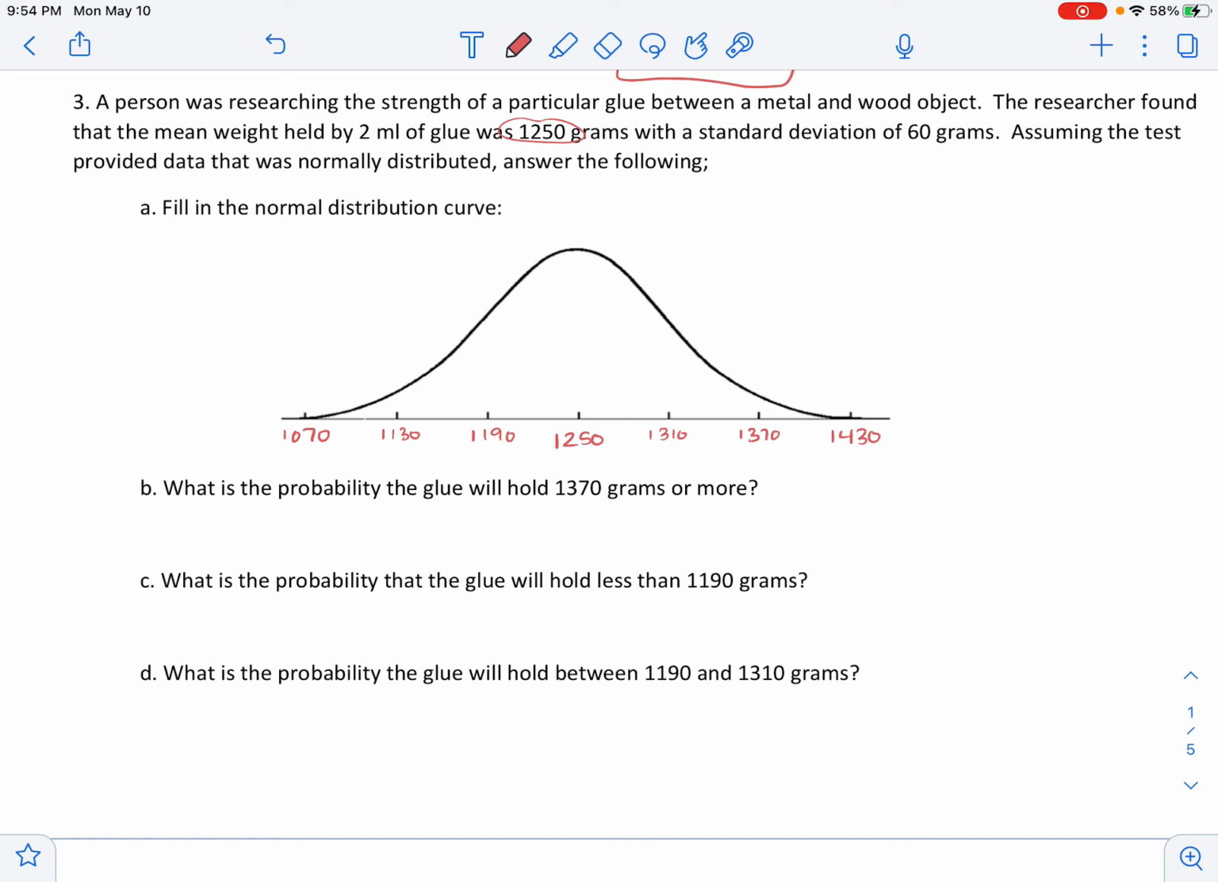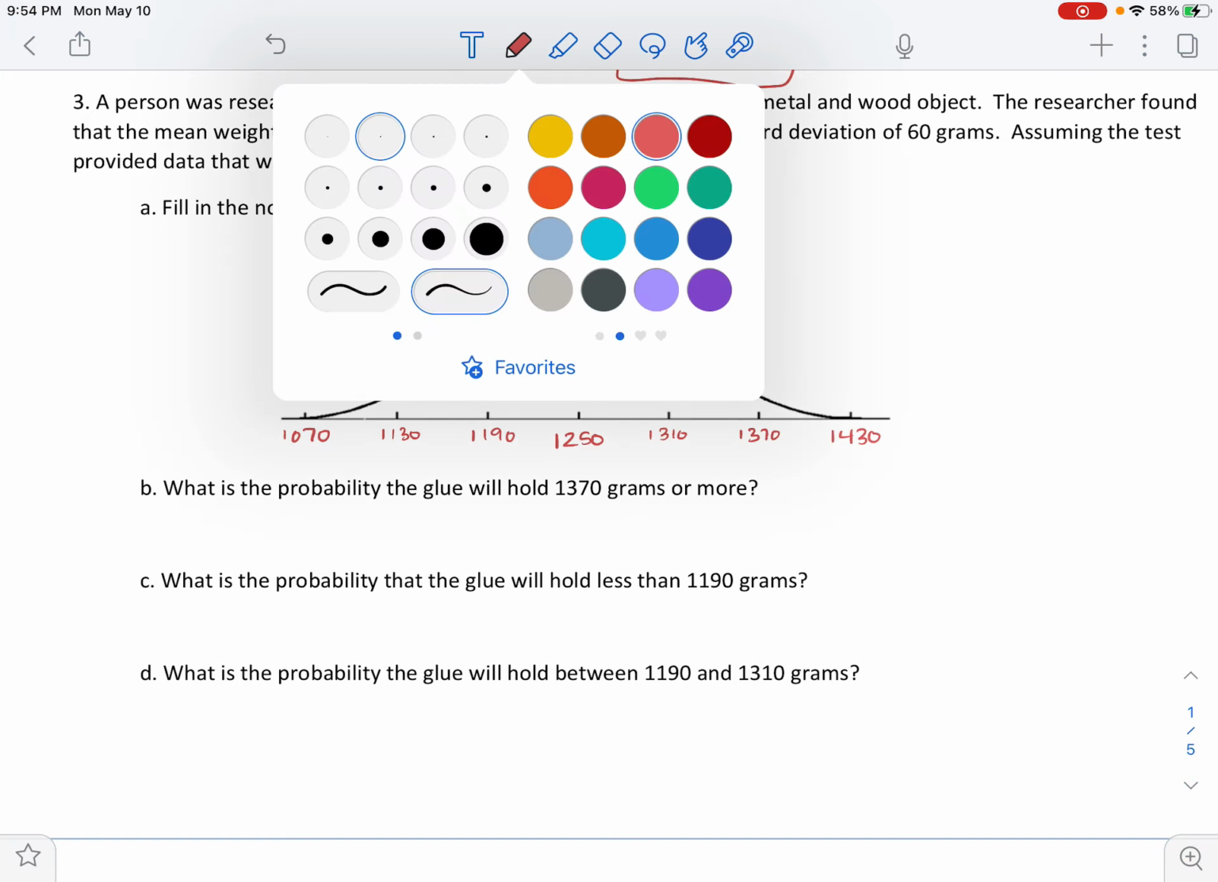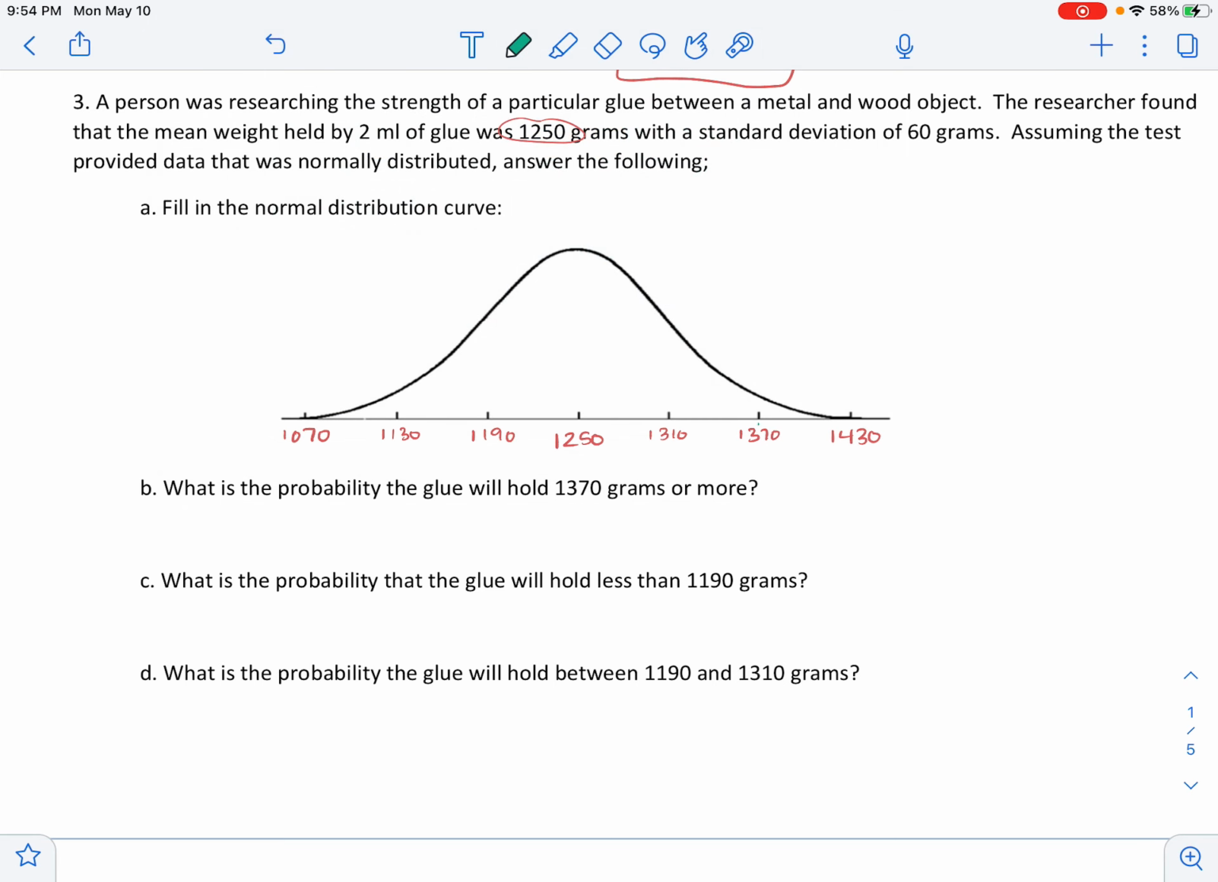It says, what is the probability the glue will hold 1,370 grams or more? First thing I want to do is find where is 1,370 grams. Oh, well, that value is right here. Okay, now we just want to total up the probabilities greater, or the percentages. Let's go back a little bit and actually fill in our percentages. I know that you've got a bunch of handouts and graphic organizers with these percentages, so hopefully you've got them down somewhere, but just in case you don't, here they are one more time.